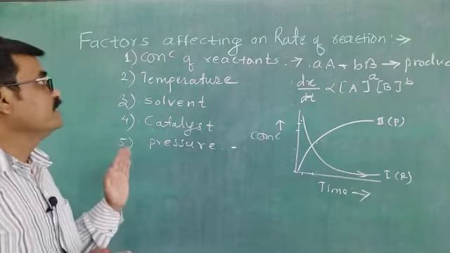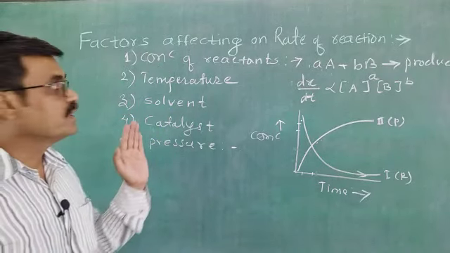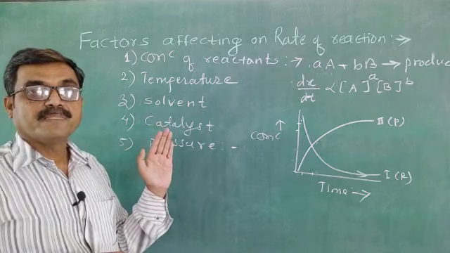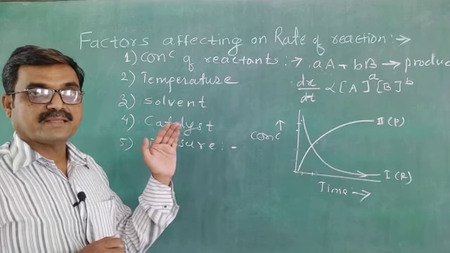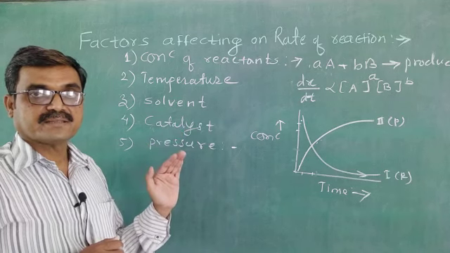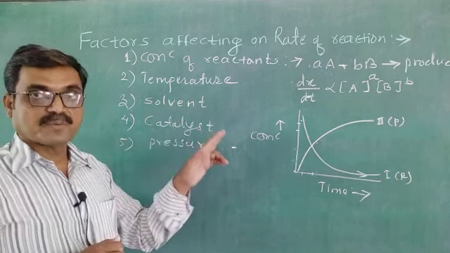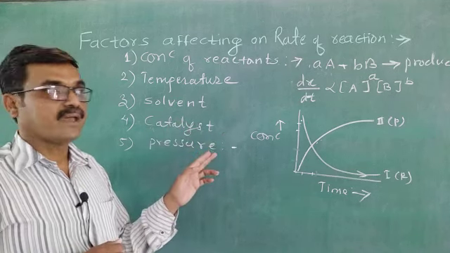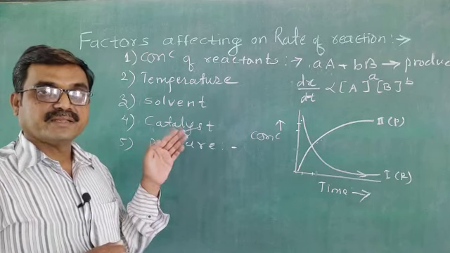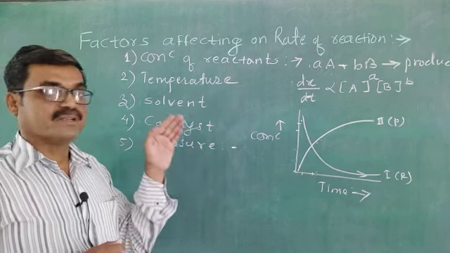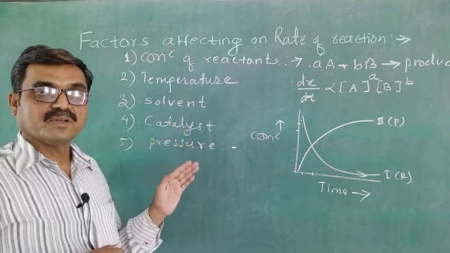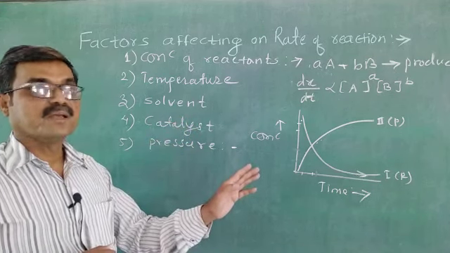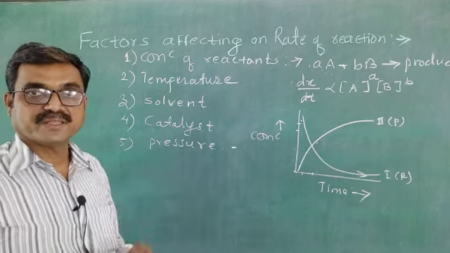In this way, this is the effect of concentration of the reactant. Initially the concentration of the reactant is more. As the reaction starts, the concentration decreases, and the rate of reaction is directly proportional to concentration. That's why initially the rate is high when the concentration is more. As the reaction proceeds, the concentration of the reactant goes on decreasing with respect to time. That's why the rate of reaction also decreases.